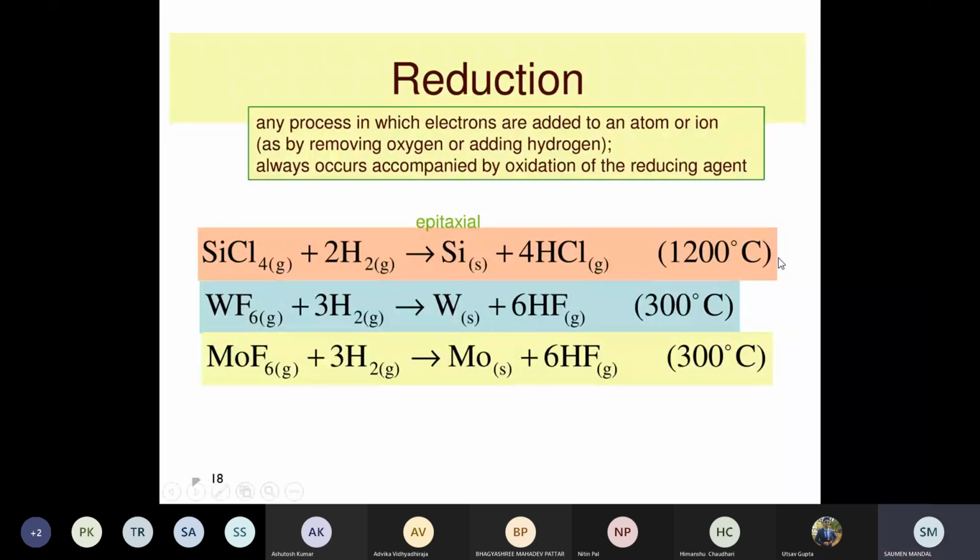So at 1200 degrees Celsius, now in this case, you might be thinking why it's not oxidized, because there is a continuous purge of hydrogen. So that's why you will get silicon easily. WF6 and CH2O, in this case tungsten you can get. Molybdenum again you can get, and this is the required temperature for this process.